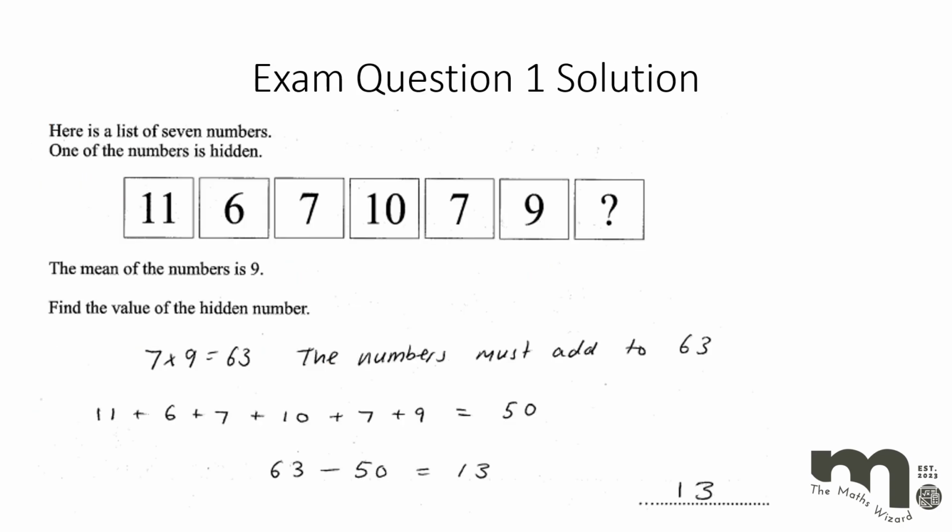Okay, and here is your solution to this. Remember, normally when you're asked to find the mean from a set of numbers, you would add them up to get a total and then divide by however many numbers you have. Now, if you have 7 numbers, you would be dividing by 7. But this time we're working backwards. So we do a multiplication by 7 instead, because we're going backwards from the mean. 7 times 9 gives us 63. So that's what all of those 7 numbers must add up to. The numbers that we have make 50. So if we take those away, we get 13.